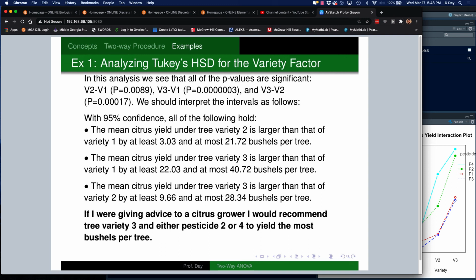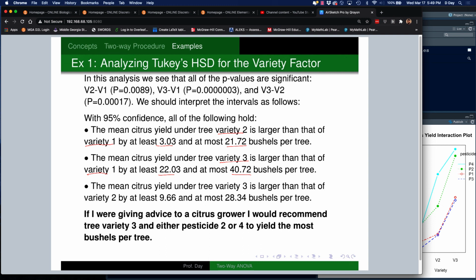So we should interpret the intervals as follows. With 95% confidence, all of the following hold. The mean citrus yield under tree variety 2 is larger than that of variety 1 by at least 3.03 and at most 21.72 bushels per tree. That came from that first significant confidence interval. Then from the second confidence interval, we got that the mean citrus yield under tree variety 3 is larger than that of variety 1 by at least 22.03 and at most 40.72 bushels. That's quite a big difference there. So the true mean difference is quite large, even if it was only 22.